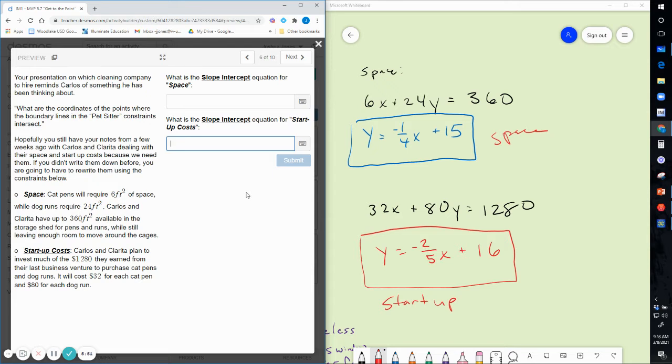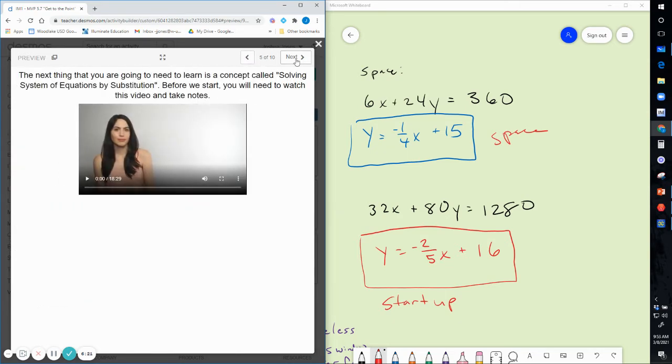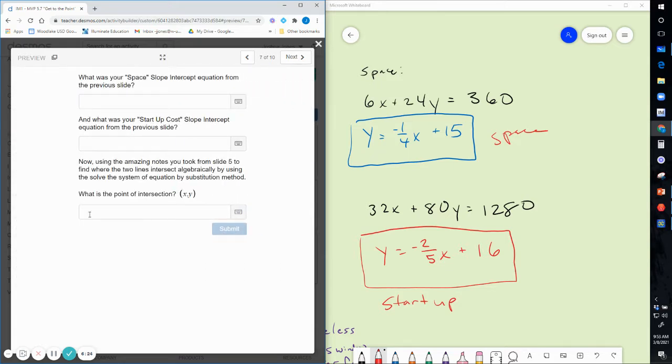It says, because your presentation on which cleaning company to hire reminds Carlos of something he has been thinking about. What are the coordinates of the points where the boundary lines and the pet sitter constraints intersect? So is that going to be the best bang for your buck, right there where the two lines cross? What was your space slope-intercept form from the previous slide? And what was your startup cost slope-intercept form from the previous slide? Now use your amazing notes you took from slide 5 to determine what the point of intersection is. So now you're going to go ahead and use these two equations and determine what the point of intersection is. And go ahead and write your point right here.